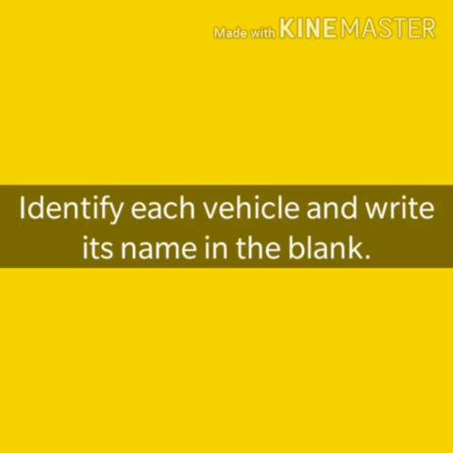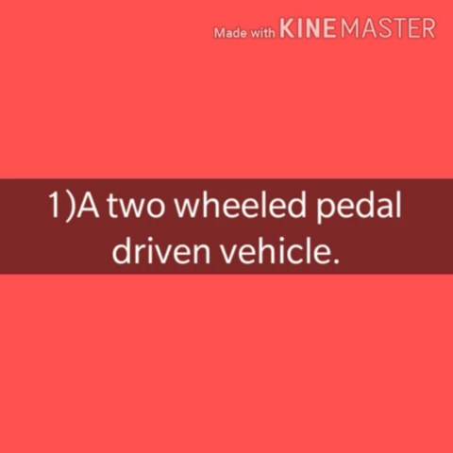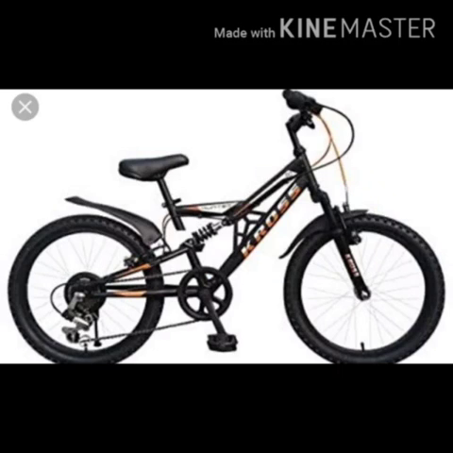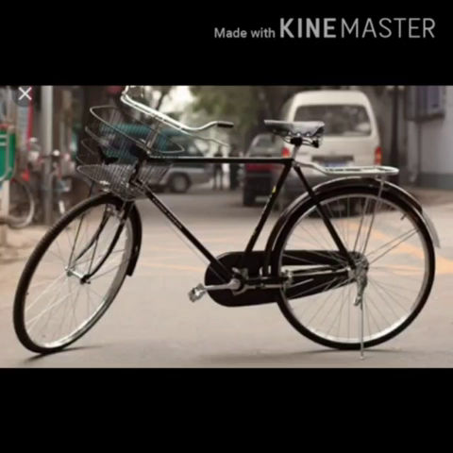So let's read the first one and see which one we shall write. The first one says, it is a two-wheeled pedal-driven vehicle. This is one of the most common types of vehicle that we see in our surroundings, which is a bicycle. The answer is bicycle. What is the spelling of bicycle? B-I-C-Y-C-L-E, bicycle.